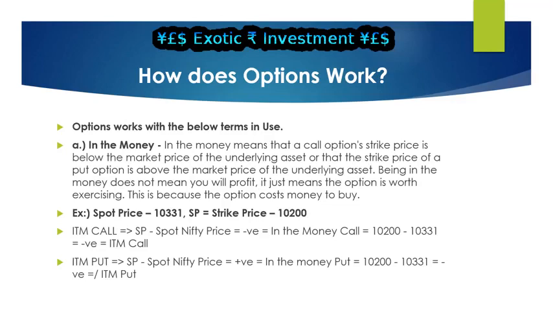So let's see an example. Spot price is 10,331 and strike price is 10,200. So let's calculate if it is in the money call or in the money put. So let's see if it is in the money call, the strike price minus spot Nifty price should be negative, and let's subtract 10,331 from 10,200, so it becomes a negative.